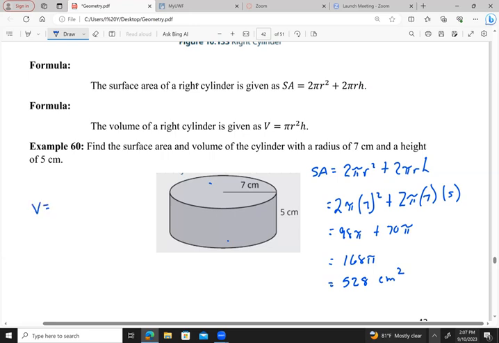Now we want to find the volume. Volume is simply pi r squared h, which is pi times 7 squared times 5, which is 245 pi. 245 times pi, and that gives us, again rounding up, 770 cubic centimeters.